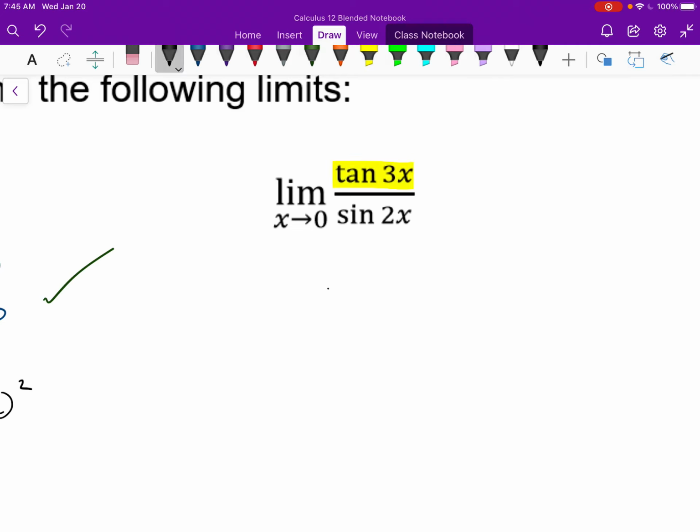And if you use the chain rule, so I get secant squared 3x times 3, divided by the derivative of the denominator. Again, use the chain rule, which is cos 2x, all times 2.